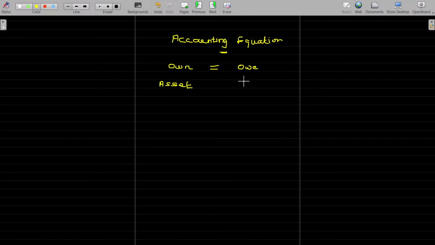Owing could be to the owner himself. The business could have been started by some X, the X being the owner, and the owner's contribution is always named as capital.